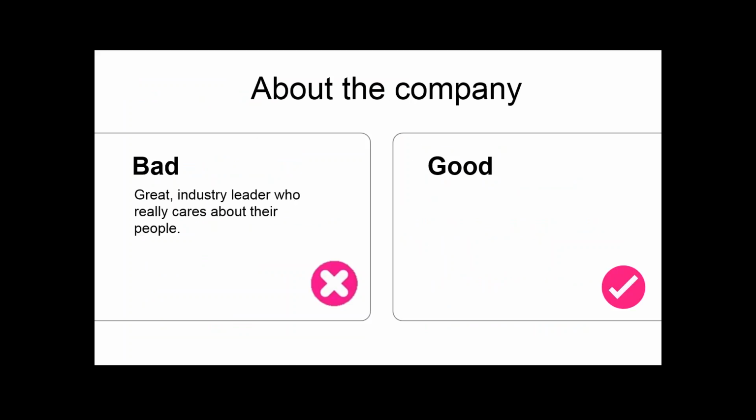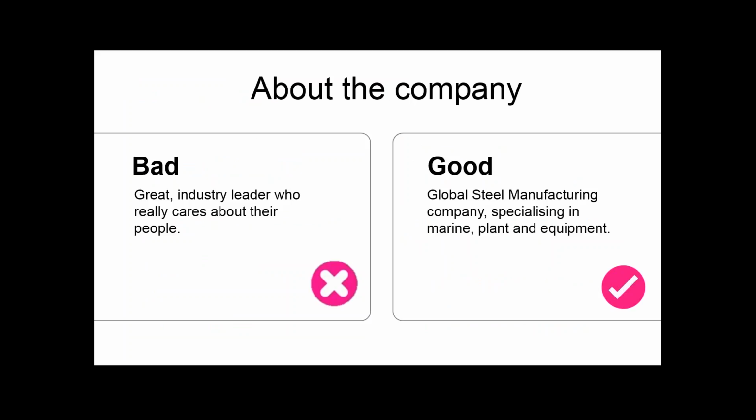So company information, sometimes we're a bit vague. "Great industry leader who really cares about their people." No depth, and a candidate doesn't understand it. What they want to know is, are they local, global, national? Are they renowned for a particular specialty? How many people do they employ? That sort of stuff is really helpful.